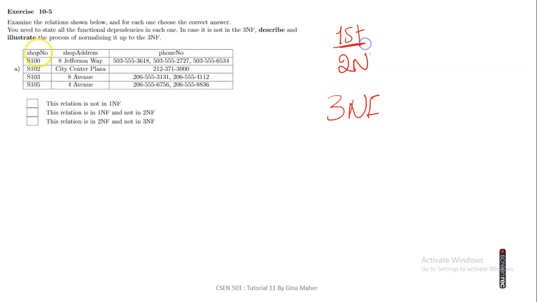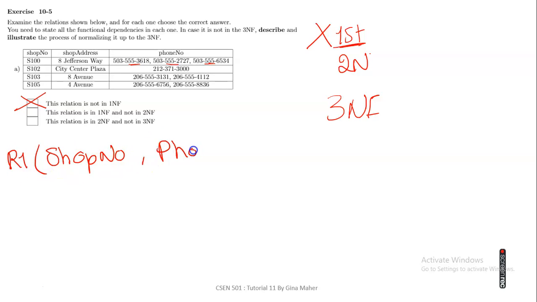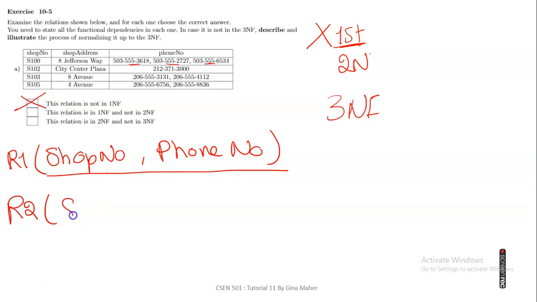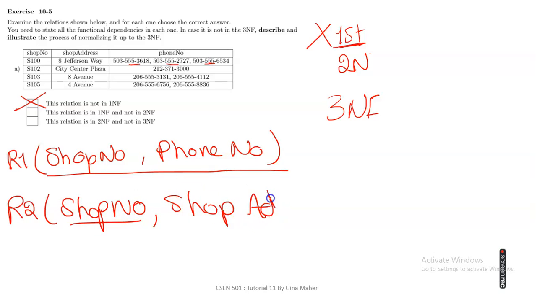To check the first, we need to make sure that each attribute is single valued. However, in this case, the phone number is multi-valued because in one row, we can have more than one value. So in this case, this one is not in the first normal form. Okay? How to make it in the first normal form? We can take the primary key, which is the shop number, R1, with the phone number in a relation, making them together a primary key. And R2 with the shop number and the shop address.